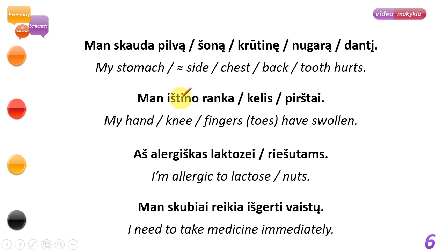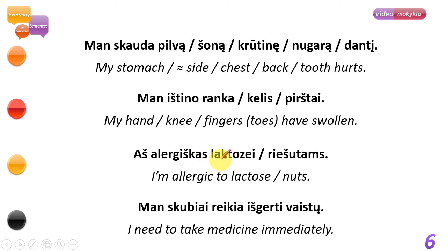Man ištino. If something has swollen for you, you can say man ištino. Tinti means to swell, and ištino means has swollen, a finished action with the prefix iš. Man ištino ranka, my hand has swollen. Man ištino kelis, my knee has swollen. Man ištino pirštai, my fingers, or kojų pirštai, toes, have swollen.